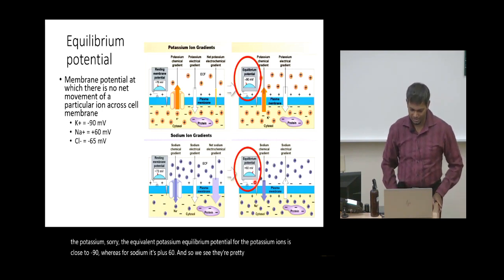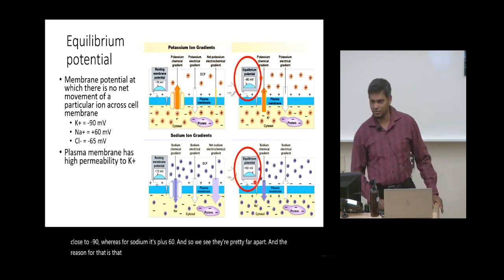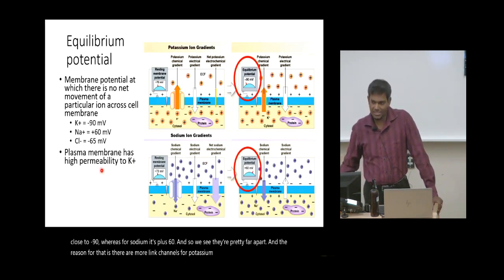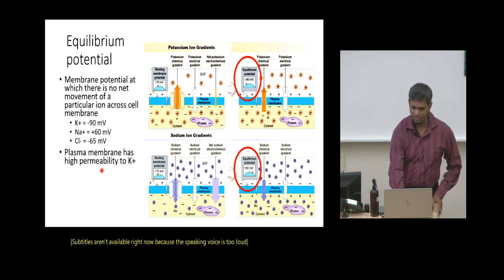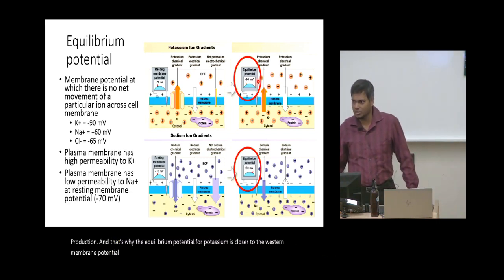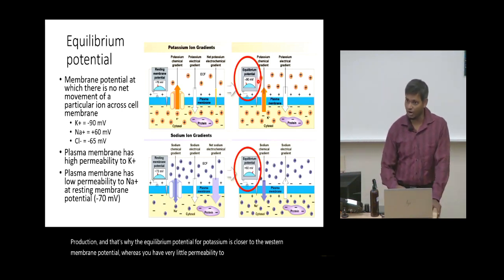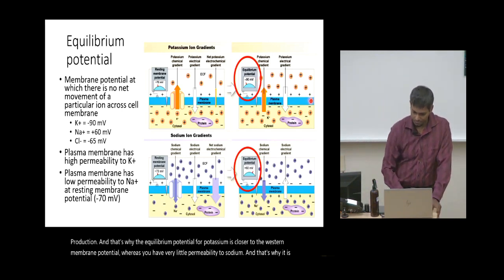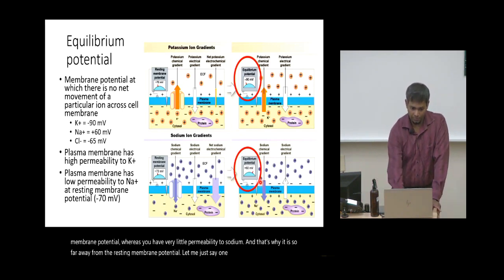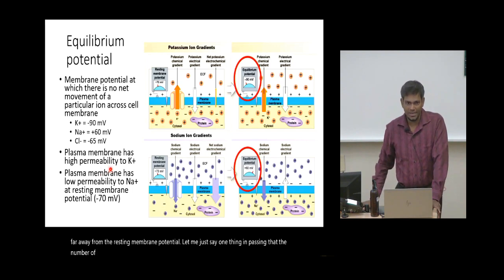And the reason for that is there are more leak channels for potassium, or in other words, there's a higher permeability to potassium, and that's why the equilibrium potential for potassium is closer to the resting membrane potential. Whereas you have very little permeability to sodium, and that's why it is so far away from the resting membrane potential. Let me just say one thing in passing, that the number of leak channels for potassium would be 95%, whereas only 5% of those leak channels would be for sodium.